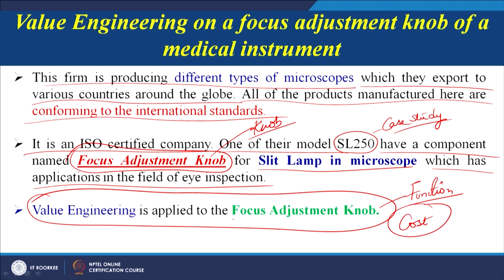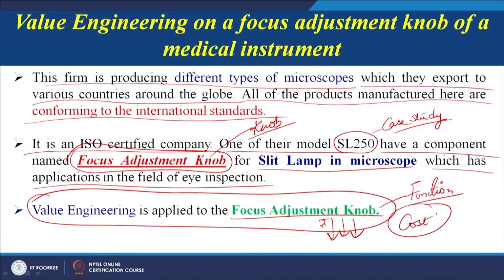So currently we have a focus adjustment knob, and there will be some value or some cost related to this. Can that cost be minimized? That is our target. Can we replace some material, or do some design modifications, or make the knob using a different manufacturing process so that the cost is reduced as well as the function is met, or the functionality also improves? So with this target we take this case study of a focus adjustment knob.